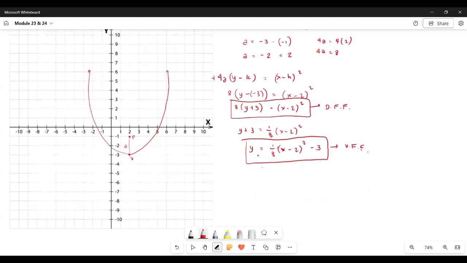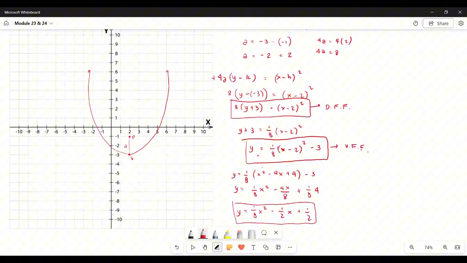So, ang gagawin lang natin is i-expand lang natin. So, y is equal to 1 over 8. Oh, expand lang x minus 2 raised to 2. X squared minus 4x plus 4. Okay, minus 3. So, y is equal to 1 over 8 x squared, 4x over 8, plus 1 over 8 times 4. Okay? So y is equal to 1 over 8 x squared minus 1 half x plus 1 half. Good. So now we have the standard form of the equation of a parabola. Okay?